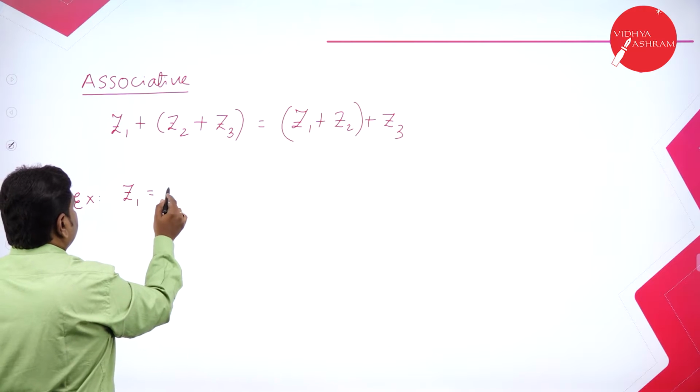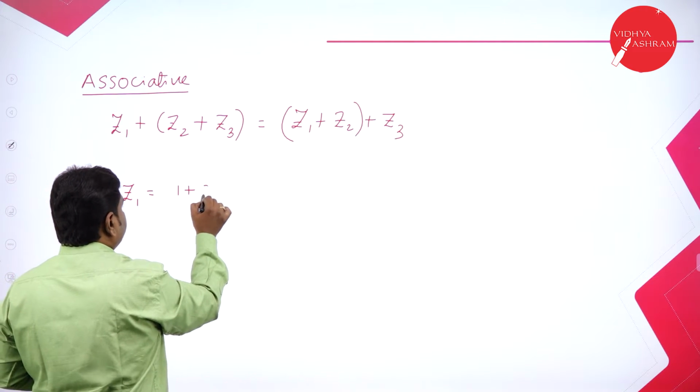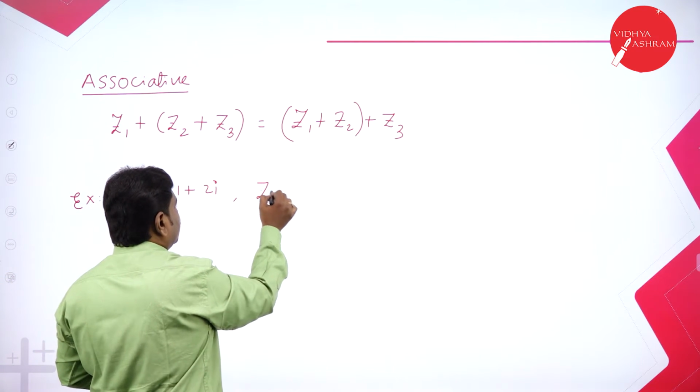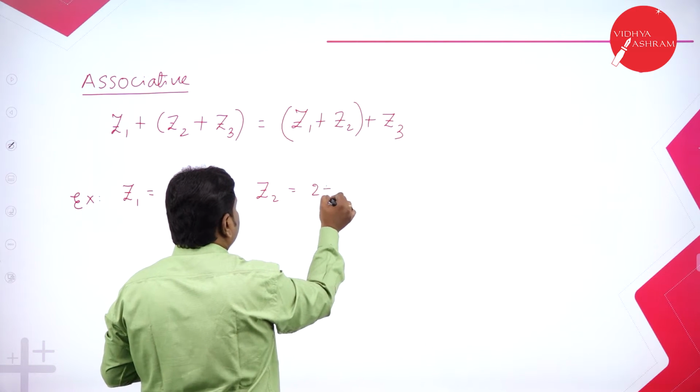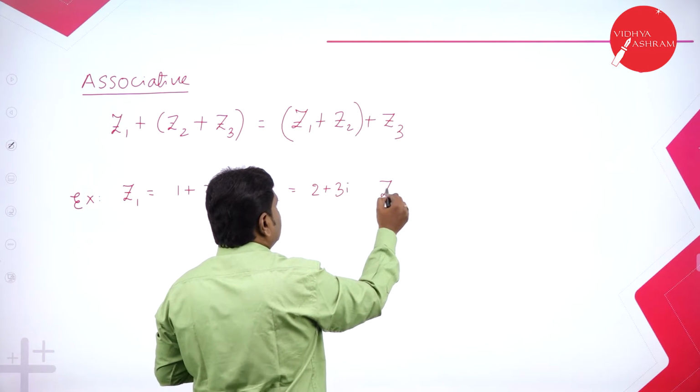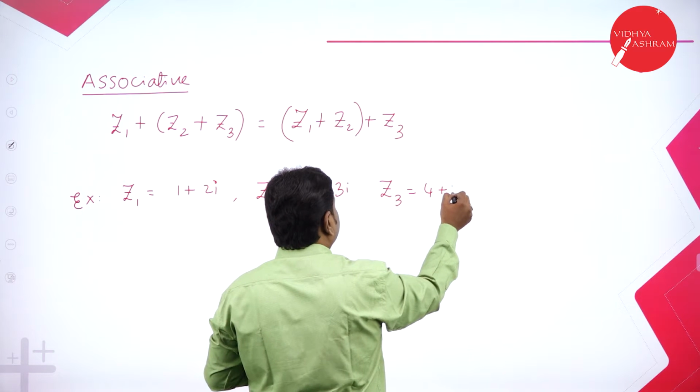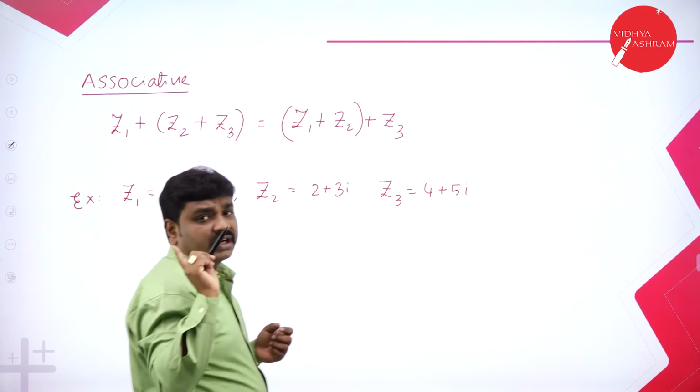Let me take z1. Say I'll take 1 plus 2i. I'll take simple numbers. You can take alphabets also to prove this. z2 is 2 plus 3i. I'll take z3 as 4 plus 5i. Some complex numbers. Any complex number you can take.